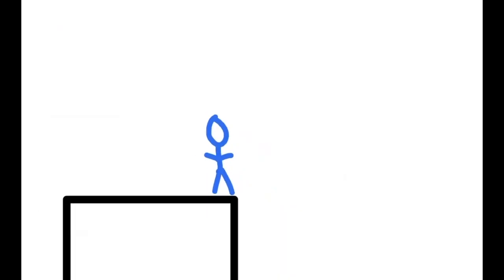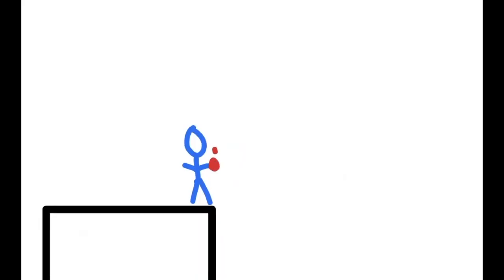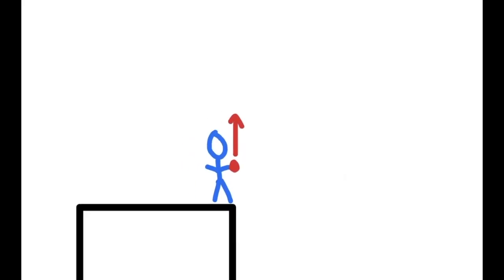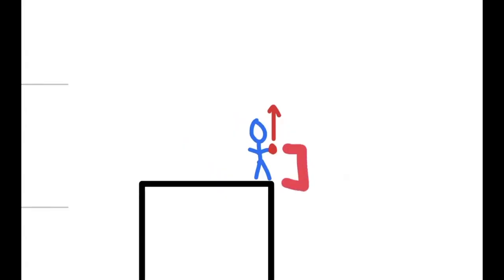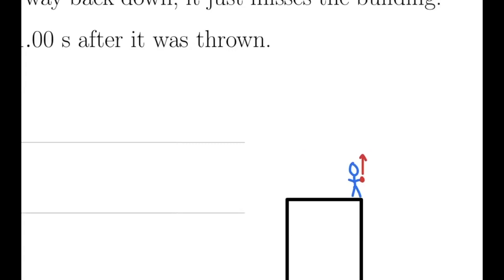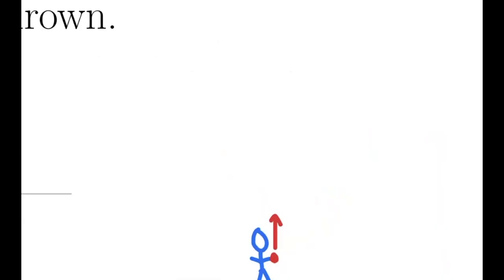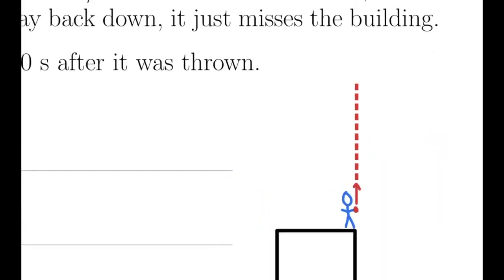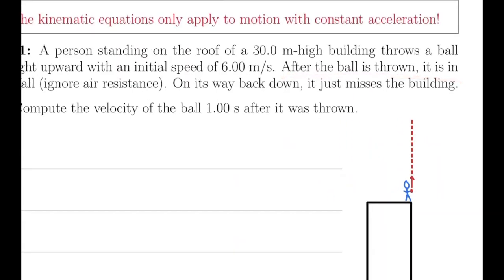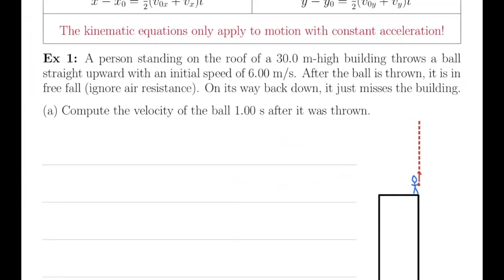Let's say this is the ball right here, and he throws the ball straight upward. Again, we're ignoring this height right here. We can just pretend that he threw it from like here. Physics classes be like, ignore everything. Ignore all those complications. So the ball goes straight up. So something like this. I'm going to draw its trajectory in the red dashed line. And like the problem says, after the ball is thrown, it is in free fall. So it's going to go straight down.